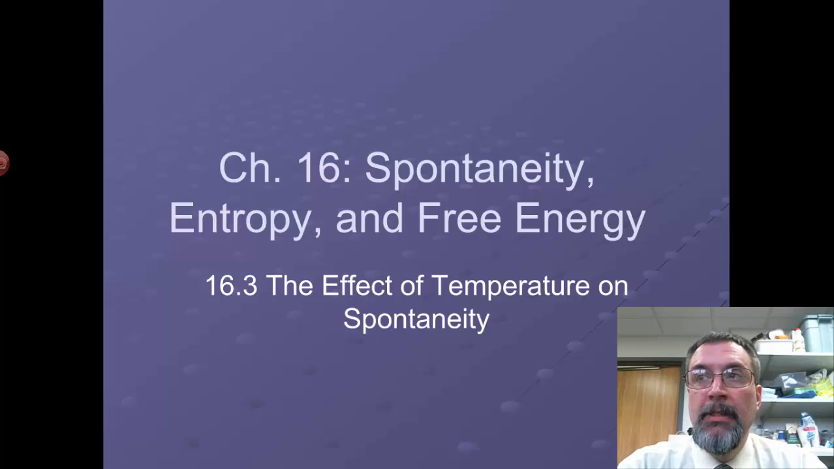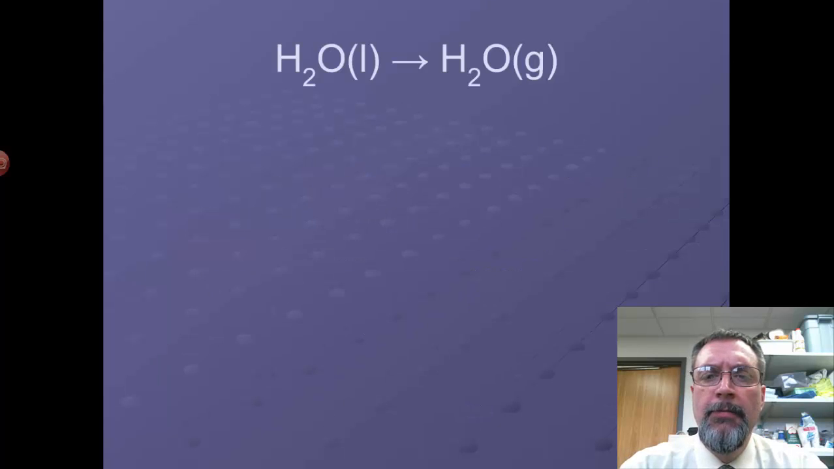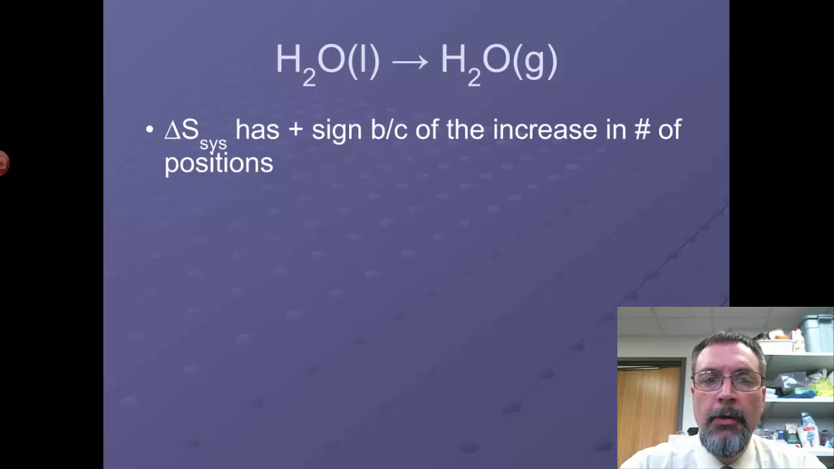Now, since we're talking about moving around particles and chaos, then we've got a temperature issue here, right? We've got some considerations to think about in terms of temperature. So take, for example, liquid water going to gaseous water. That's boiling. We're boiling water molecules, okay? The system would be just the water molecules. Well, they're going from liquid to gas.